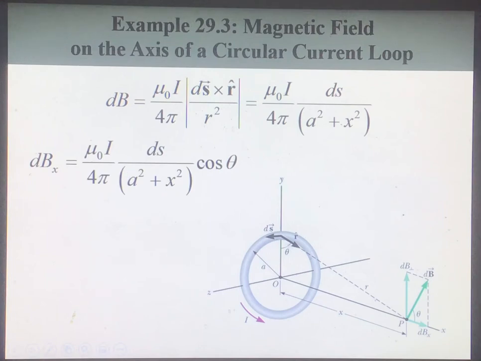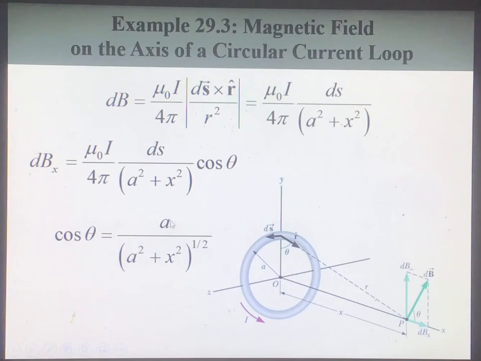Now by symmetry, when I calculate the magnetic field, I only need to focus on the component that is pointing in the x direction. As you can see, I can break my magnetic field vector into two parts: one component that is pointing in the x direction and one component that is pointing at 90 degrees with respect to the x direction. So by symmetry, when I do my integrals, I only need to focus on the contributions coming from the x component. So I can say that the magnetic field pointing in the x direction is given by this. Again, I can calculate my cosine of theta using this equation right here.